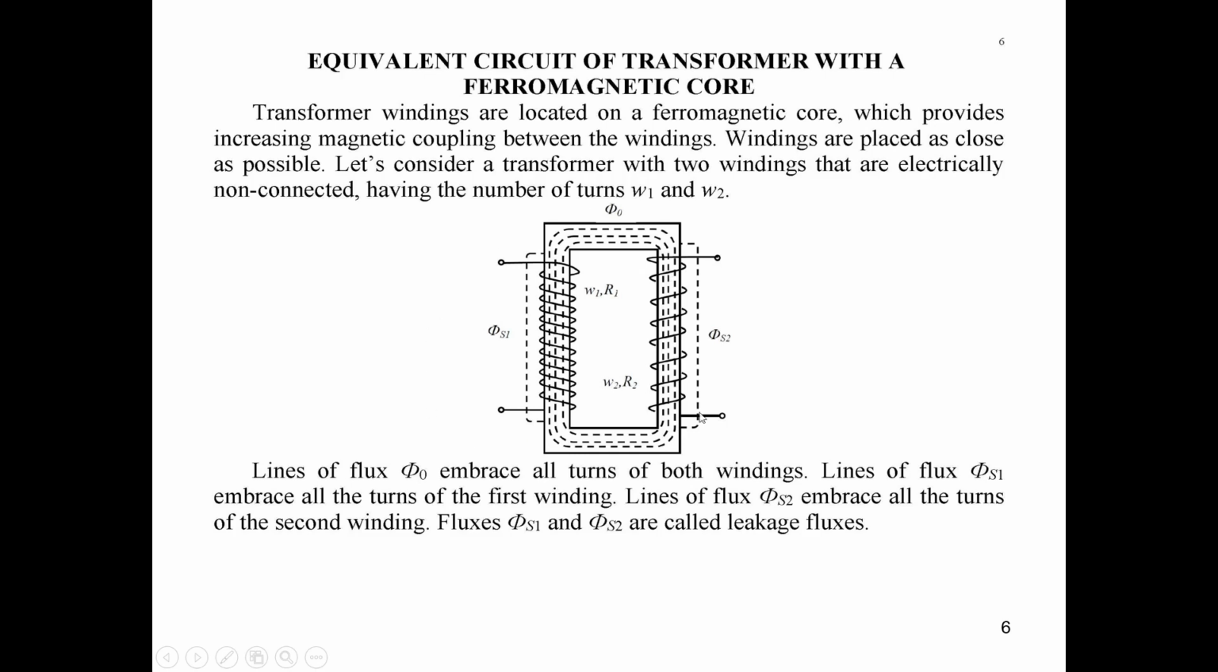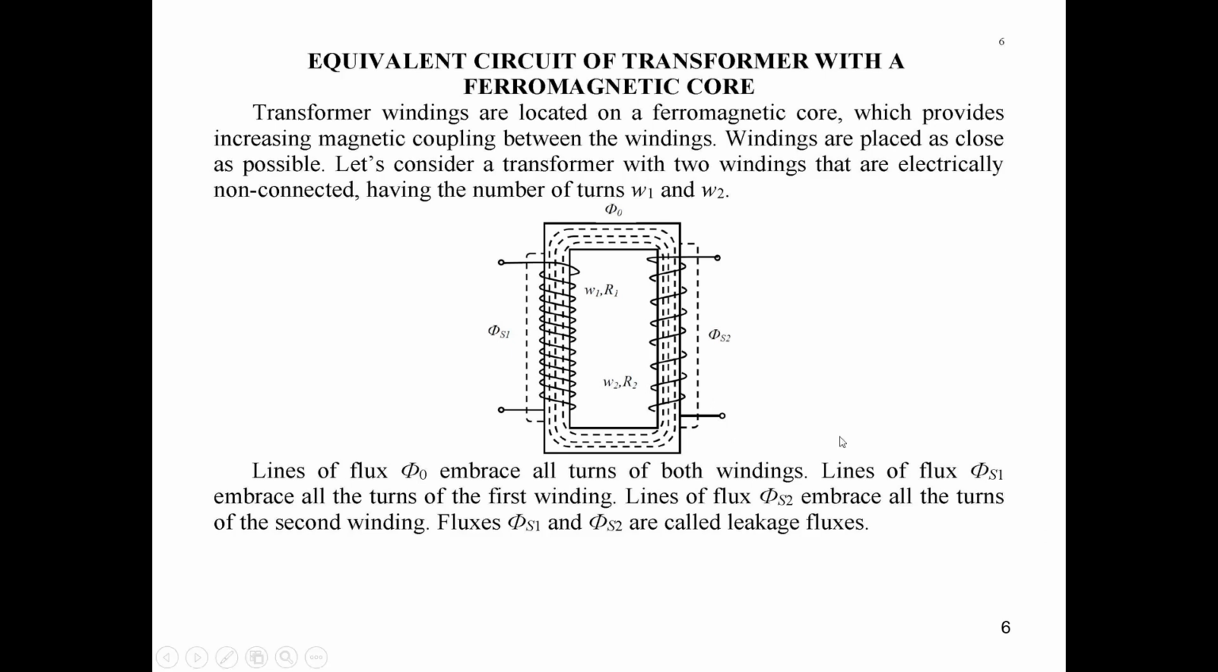Here we have such a transformer with primary and secondary windings, which are located not just in the air like it was considered in the previous semester, but on a magnetic core, on a steel with nonlinear ferromagnetic processes, and such design provides more effective transformers, more effective electric machines, because the magnetic coupling of the primary and secondary windings is better.